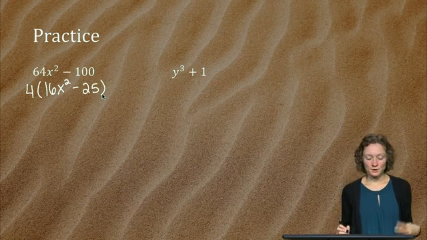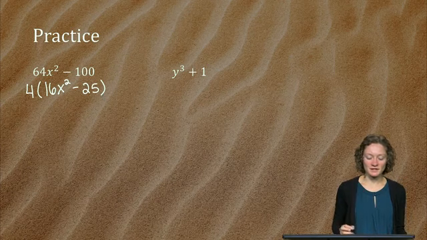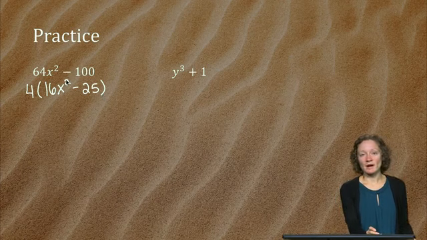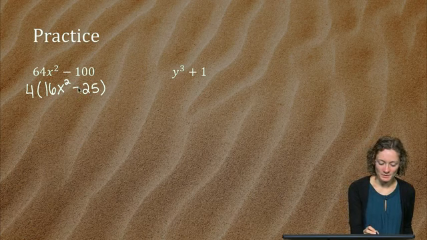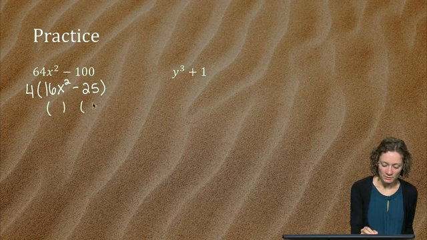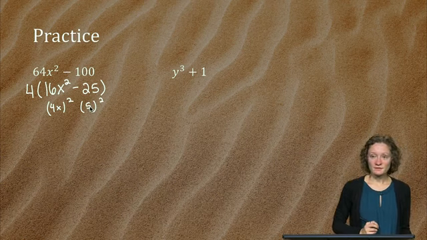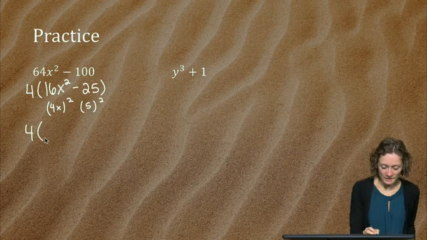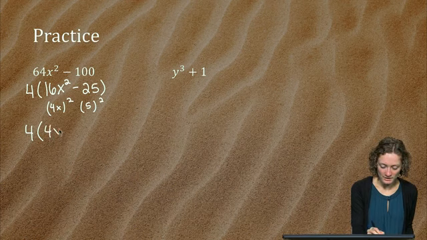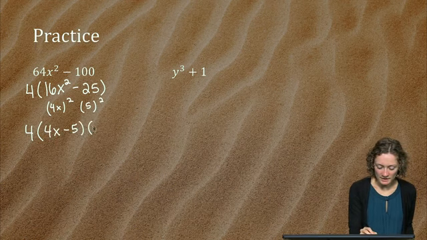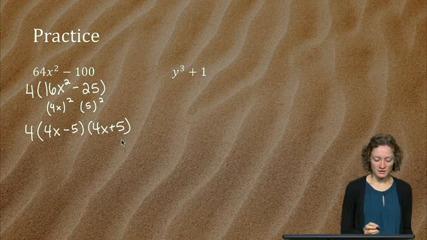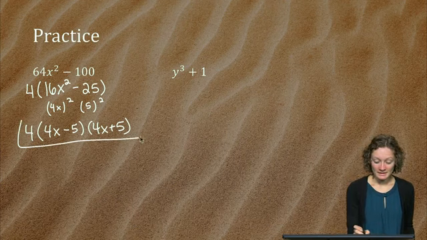Then continue. You have two terms, attempt a two-term method. Something squared, so the only thing we try is difference of squares. We have difference. We can write each of these bases as something squared. The first term, 4x. The last term, 5. So the 4 is on the outside, and we have 4x minus 5, 4x plus 5. This is your difference of squares formula. This is the answer.